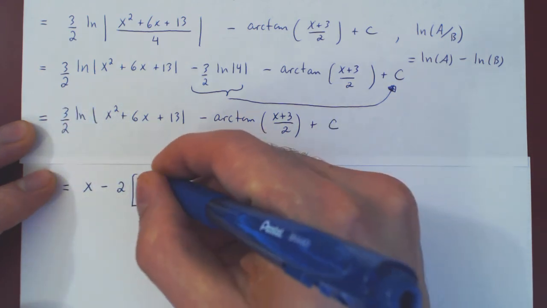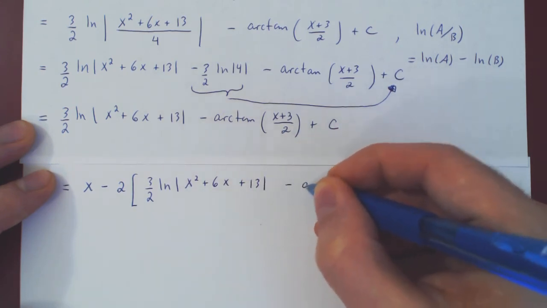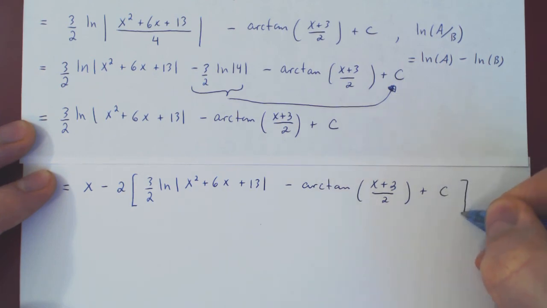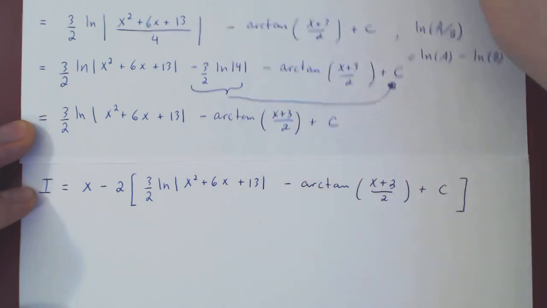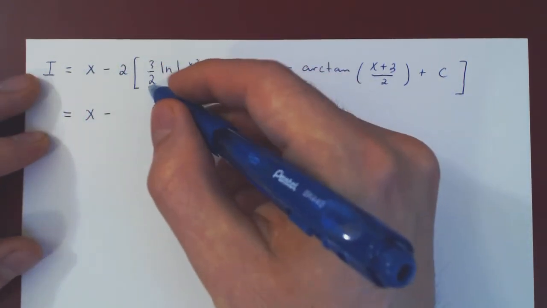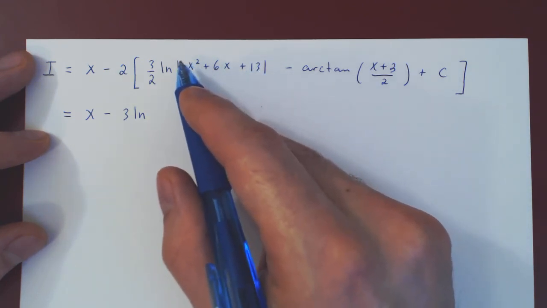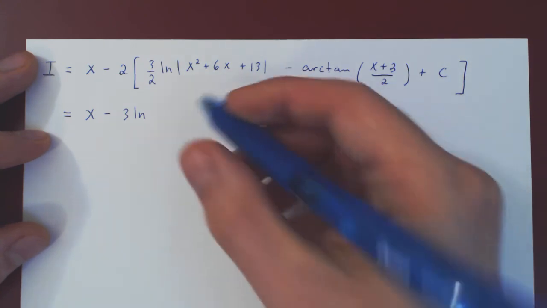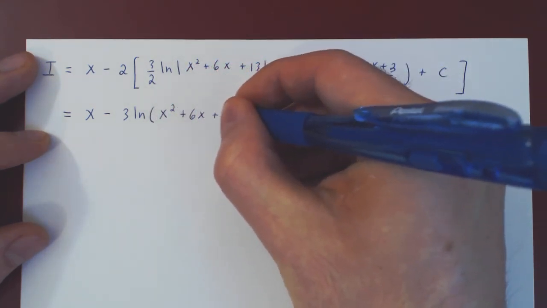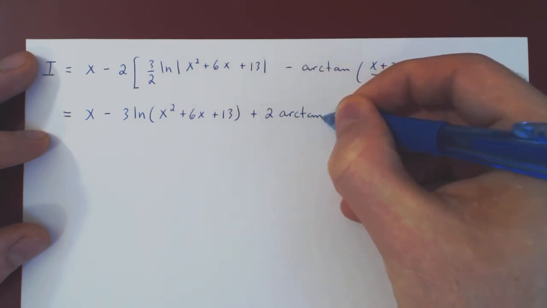So it is 3 over 2 the ln of x squared plus 6x plus 13 minus the arctangent of x plus 3 over 2 plus c. And now we can multiply across by 2 and provide our final answer. So we'll have x minus, 2 over 2 cancels, so minus 3, the ln of, and as this polynomial is an irreducible quadratic and it has a positive leading coefficient, this is always strictly bigger than 0, and so you can actually drop, if you want, the absolute value. If you keep it, it's fine as well. Minus 2 times negative 1, so positive 2, arctan of x plus 3 over 2.